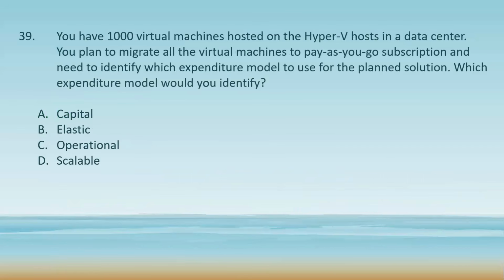Question number 39. You have 1000 virtual machines hosted on the Hyper-V hosts in a data center. You plan to migrate all the virtual machines to pay-as-you-go subscription and need to identify which expenditure model to use for the planned solution. Which expenditure model would you identify? Your options are capital, elastic, operational, scalable. So the right answer is option C, operational. When you move from on-premise to cloud, then you trade from capital expenditure to operational expenditure.